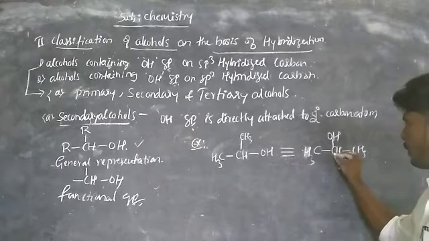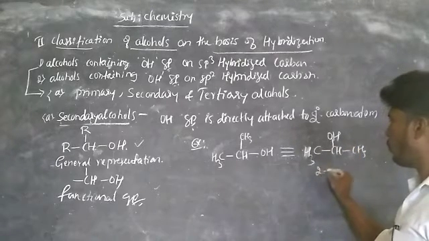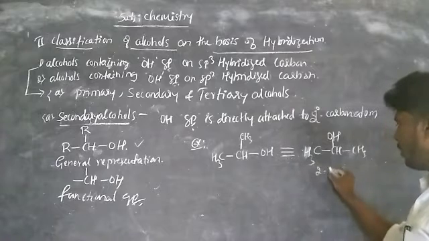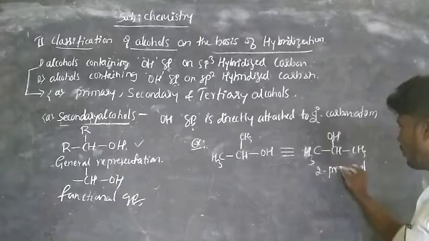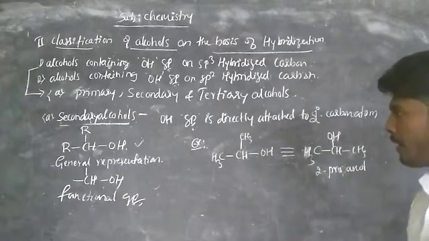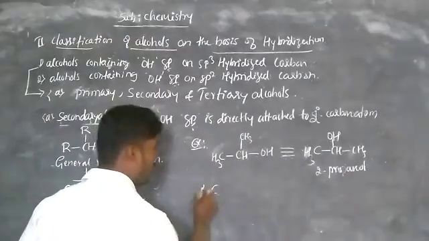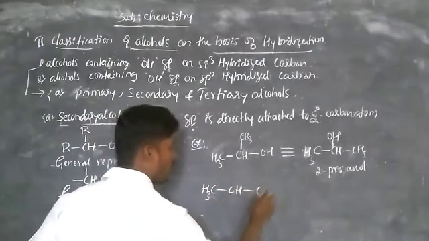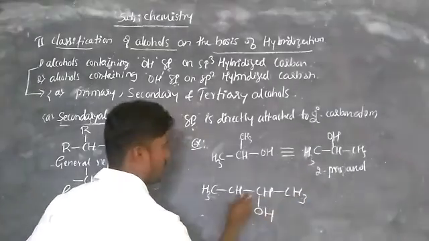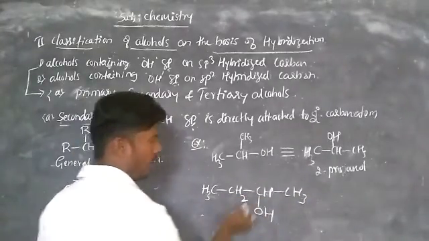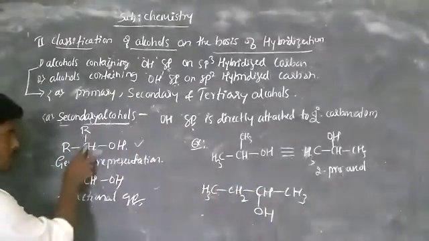So its name: 1, 2, 3, 3 carbon atoms, and the second carbon atom contains OH, so it is 2-propanol or propan-2-ol. This is the example for secondary alcohol. Similarly, we see one more example: CH3 bond CH bond CH CH3. This carbon contains OH here, at position 2. See, this carbon contains one hydrogen and two substituents.